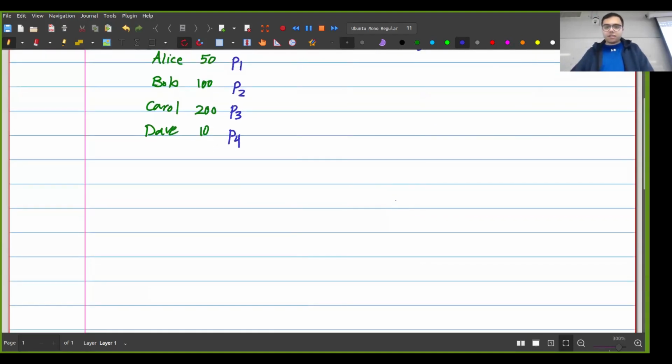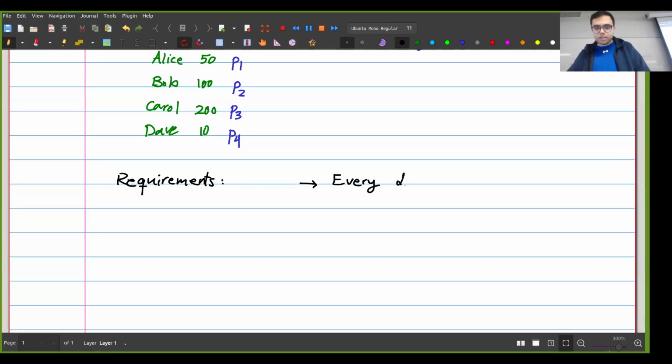Now, if we want to write our requirements more specifically, these are the requirements that I have. I have to make sure that everyone can get their money back, and that they can get their money back only once. You shouldn't be able to deposit once and then withdraw twice. So the first requirement is that every depositor can withdraw. The second constraint is that each deposit can be withdrawn at most once.